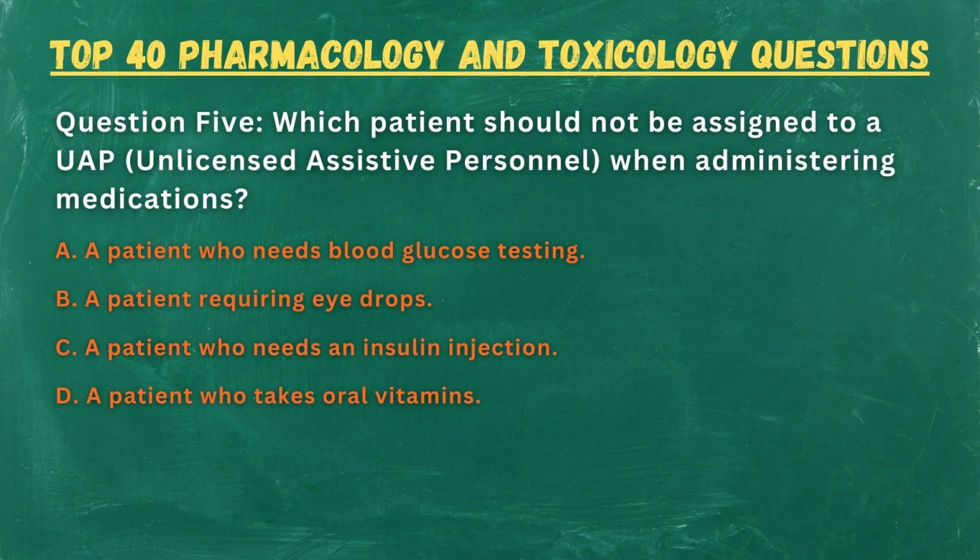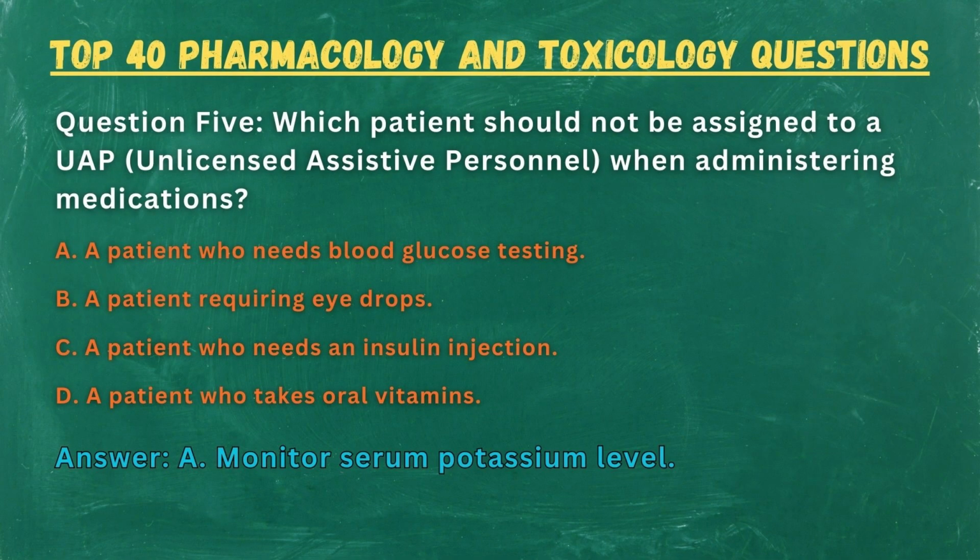Question 5. Which patient should not be assigned to a UAP, unlicensed assistive personnel, when administering medications? A. A patient who needs blood glucose testing. B. A patient requiring eye drops. C. A patient who needs an insulin injection. D. A patient who takes oral vitamins. Answer. C. A patient who needs an insulin injection.